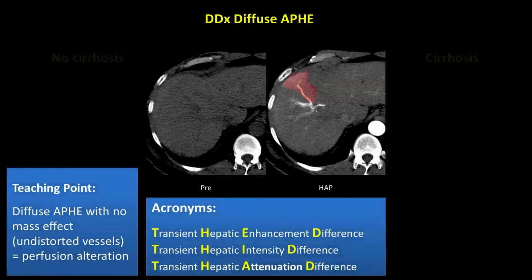And this is not my fault, I'm the messenger, I did not invent this, but these perfusion alterations have different acronyms, so they can be called transient hepatic enhancement differences, or THEDs, transient hepatic intensity differences, which is for MRI, transient hepatic attenuation differences for CT. So this is a THAD, this is a THID, and this is a THED. And this one applies to CT or MRI. This one applies to MRI, and this one applies to CT. Don't blame me, not my fault. I did not invent that terminology, but just want to review it for you.